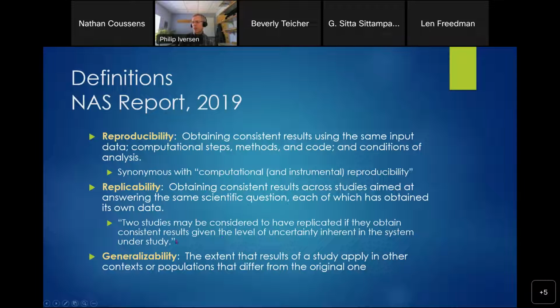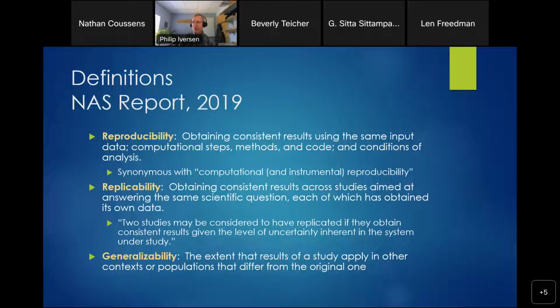So here's a quote as part of this definition: "Two studies may be considered to have replicated if they obtain consistent results, given the level of uncertainty inherent in the system under study." I think there are some nebulous aspects to that statement that I'm also going to say more about in a moment. It sounds good on the surface, but what do we really mean by replicated? And what do we really mean by consistent results given the level of uncertainty? I'll give you a couple of examples that occur to me when I think about what that might mean.